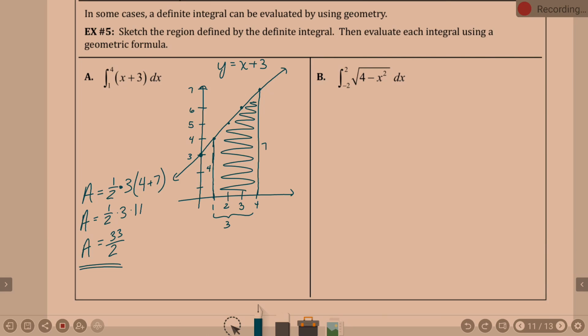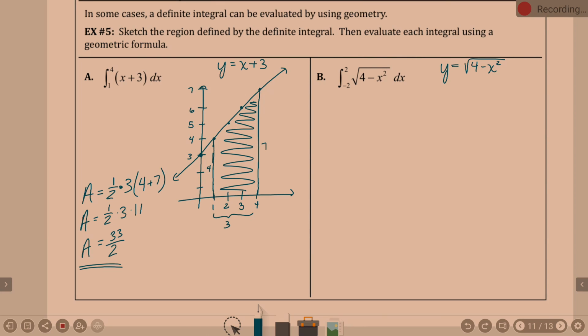For instance, B. Let's go C. Okay, so as you're looking at this saying, oh my lordy, I don't know what this is. Y equals square root of 4 minus x squared. Do you know what that graph is? No? Well, it's a square root. A square root graph is half of a sideways parabola. However, this is square root of an x squared.